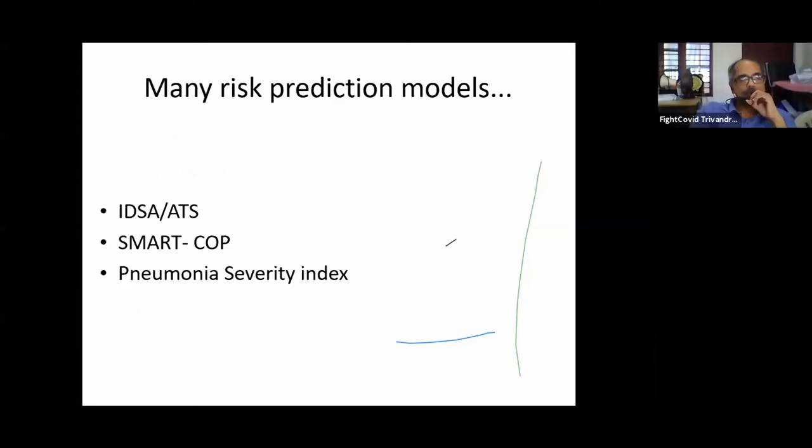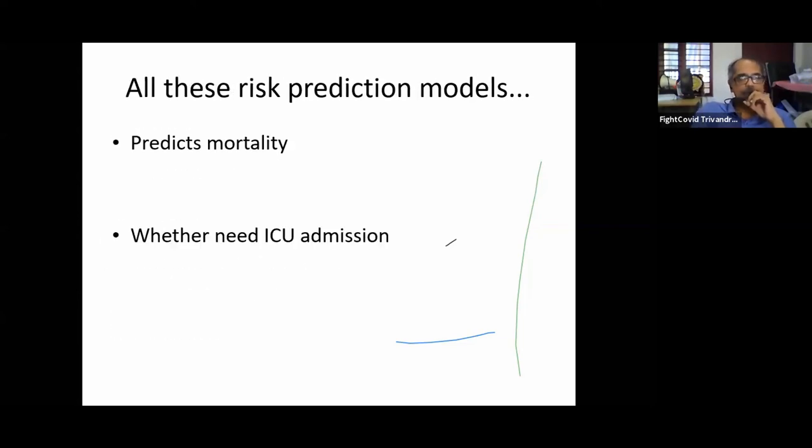There are many other risk prediction models, and you can choose as per your preference. ATS has published several. SMART-COP is another, and the Pneumonia Severity Index is another one. Overall they predict mortality and tell you whether the patient needs ICU admission or not. All these are risk prediction models with almost the same sensitivity, specificity, and predictive values.